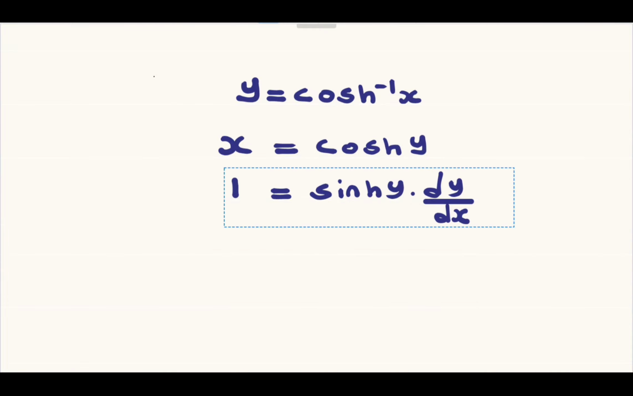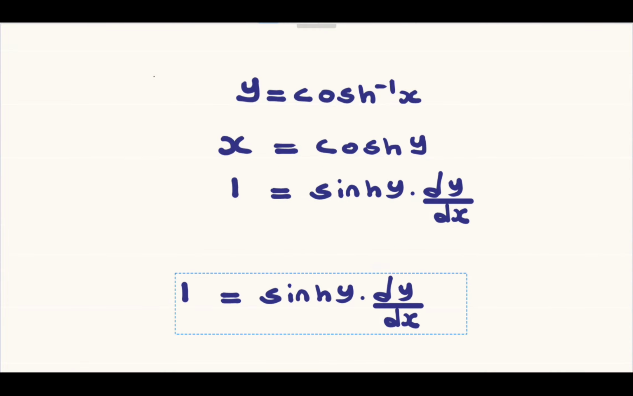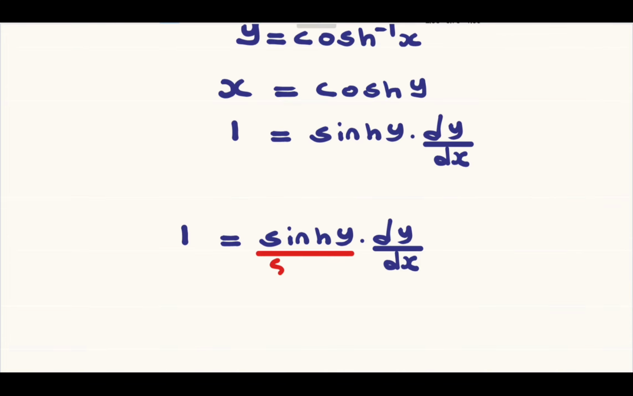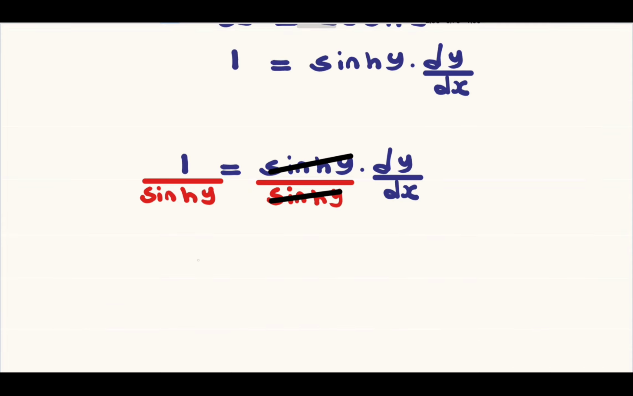In order for us to have dy divided by dx on the right, we divide both sides of the equation by sinh of y. What we do on the right, we do on the left, and on the right hand side, sinh y divided by sinh y will be equal to 1, such that 1 divided by sinh of y is equal to dy divided by dx.